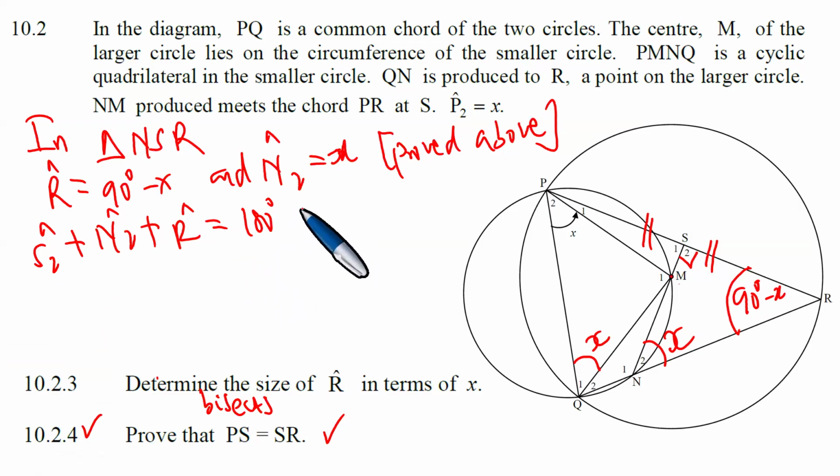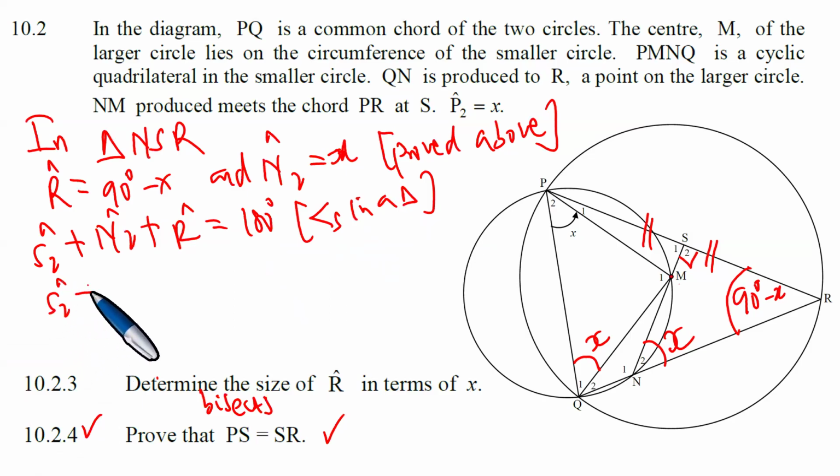Right, so this is the angles in a triangle. The angle S2 is what we want. The angle N2 is X. The angle R is 90 degrees minus X, giving 180 degrees, which means that the angle S2 is 100 yards.